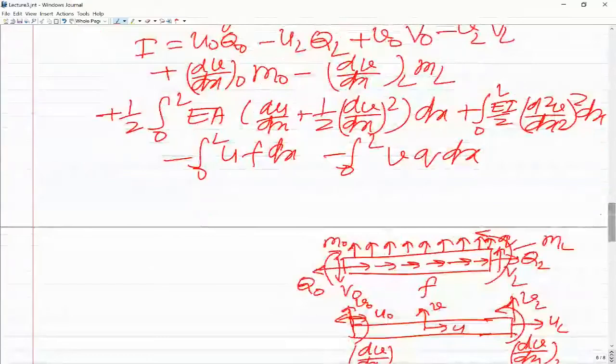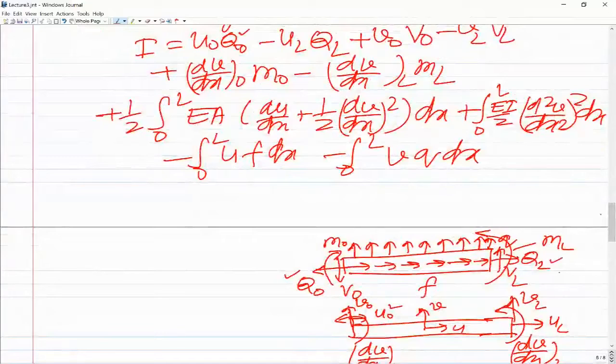So if you look at the first term U naught into Q naught, see this is the force and this is the displacement. So they are in the opposite direction. So the work done is negative, potential is positive. So you get potential as U naught Q naught. Then similarly here this is QL and UL, both are in the same direction. So the work done is positive, potential is negative.